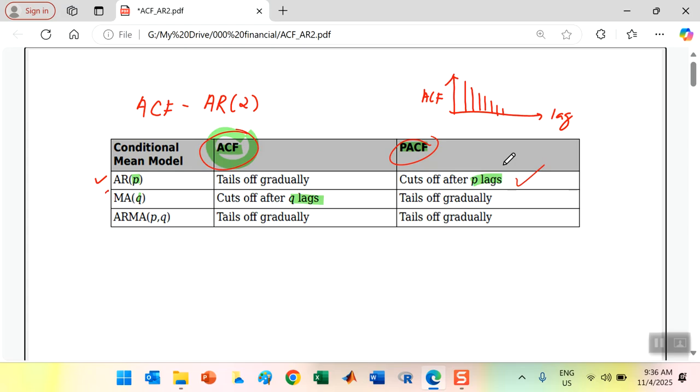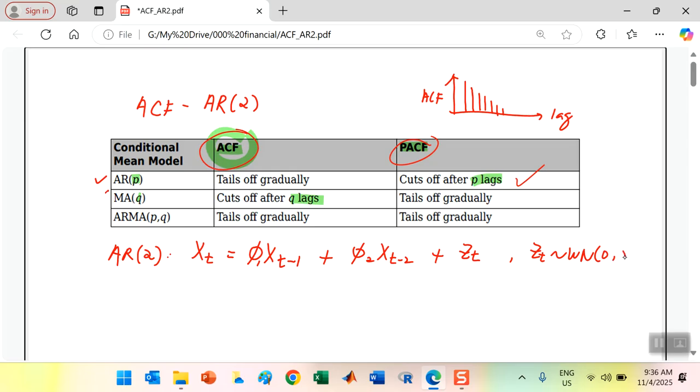Okay, so for the specification for AR2 models, let's say the series is xt, then you have the lag 1 of xt, let's say this is phi 1. You have the second lag, t minus 2, and then you have the series of the white noise. The zt is a random process with mean zero and constant variance sigma squared.